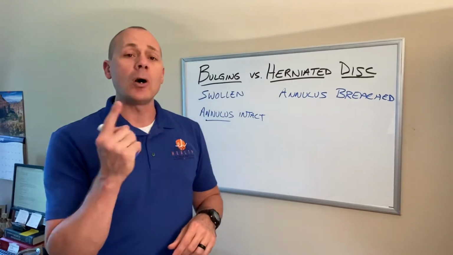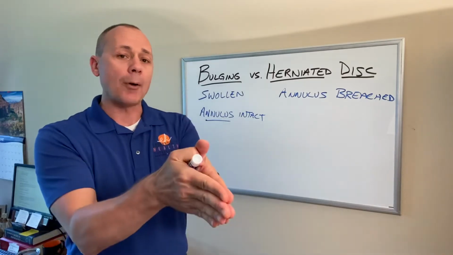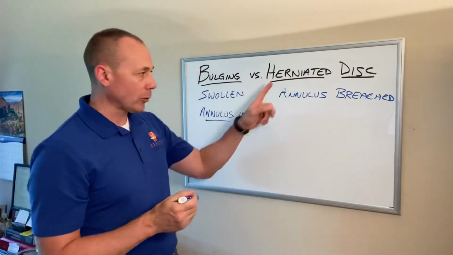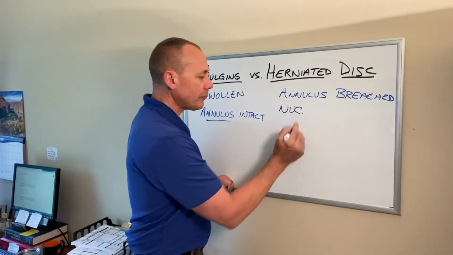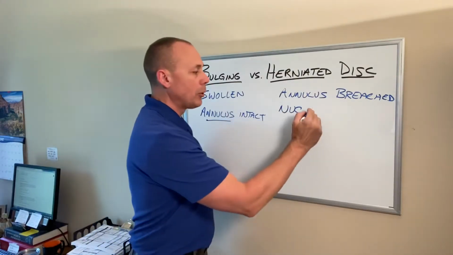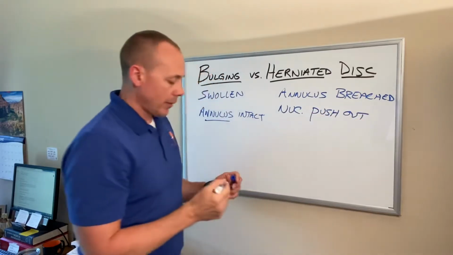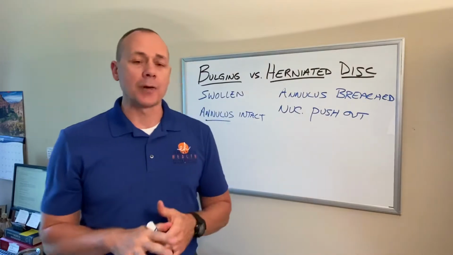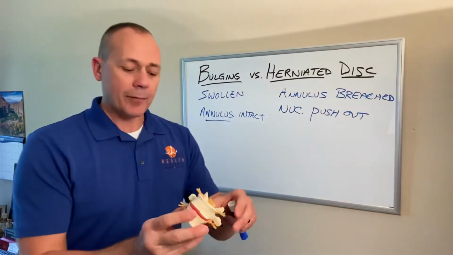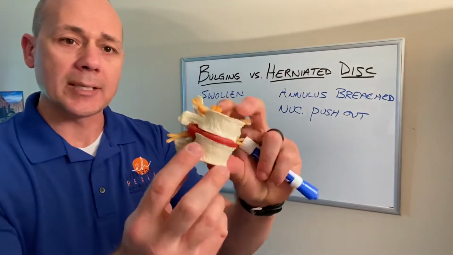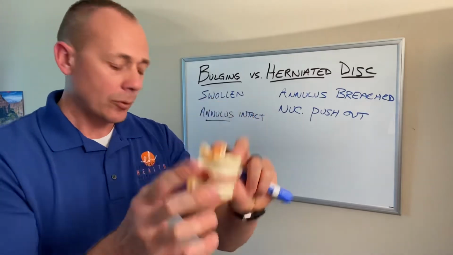If that outer wall has any defect to it, then the inner part of the disc can push out through there, which is the second category of a herniated disc. The nucleus pulposus then begins to push through and push out the wall of the annulus fibrosus. So that's what a herniated disc actually looks like. If I go back to this model, that's kind of what it looks like from the side here. So this is demonstrating a herniated disc that's touching this nerve right here.